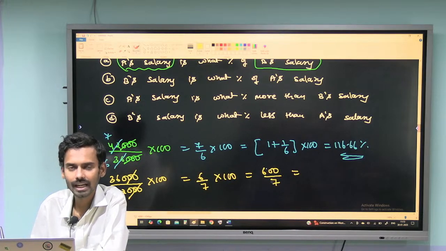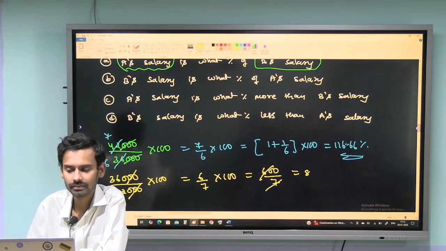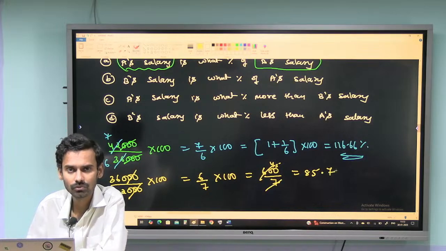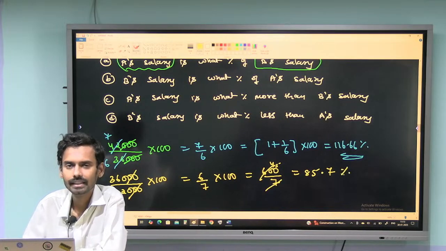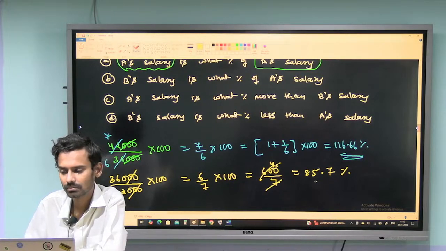600 by 7, if you divide in 7 ones are table, so 7 8s are 56, 4 carry, again 7 5s are 35, 5 is the remainder, 0.50 means 7 sevens are 49, so your answer will be 85.7%. You need not find the second decimal, third decimal, this is more than sufficient.